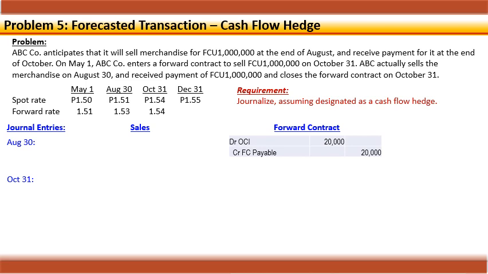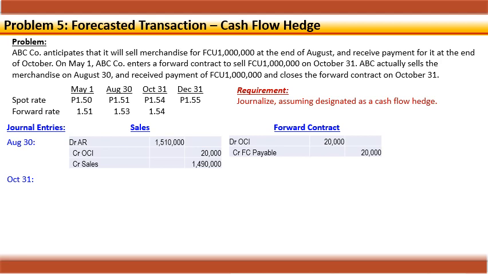Okay. Ito ba at this time, effective pa siya? Yes, kasi bago pa lang mangyayari yung sale. So, August 30, kakapangyari pa lang no sale. So, effective siya until August 30. Kaya, other comprehensive income yung debit mo. And then, for the sale, syempre, pag nagbenta ka, debit AR 1,510,000 for the spot rate as of date of sale. Credit mo sana sales din na 1,510,000.